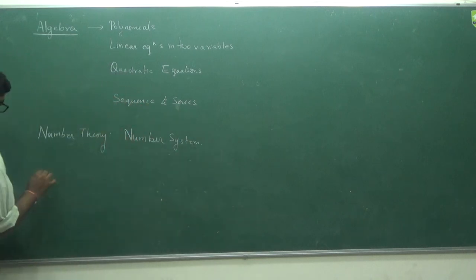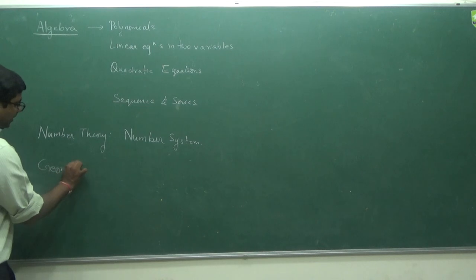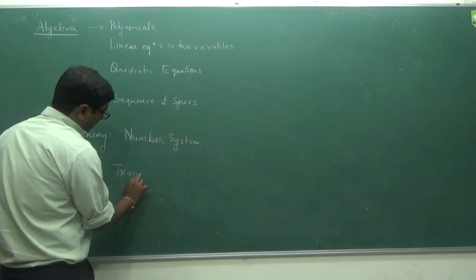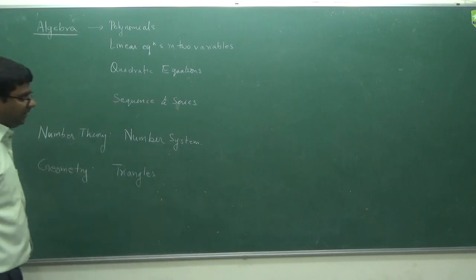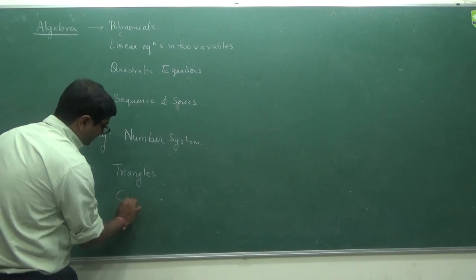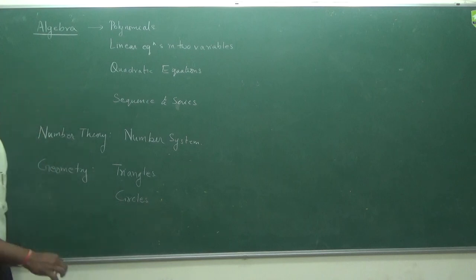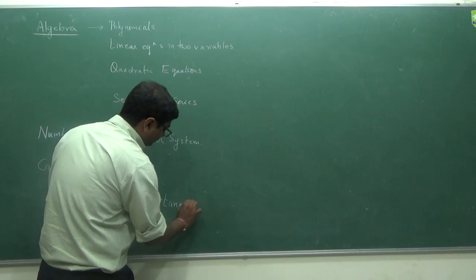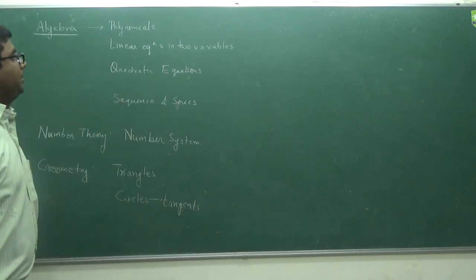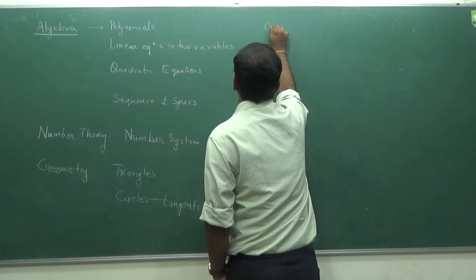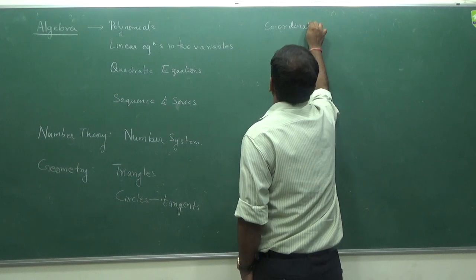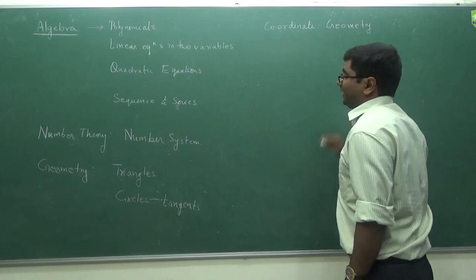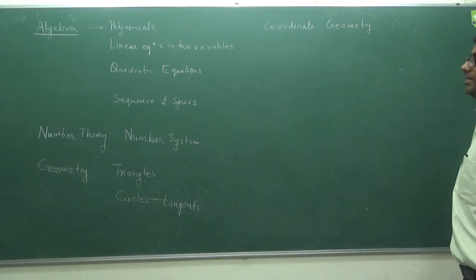Then we have geometry, and in geometry there is a very important topic which we are going to discuss, and that's triangles, where we will discuss properties of similarity and all other things. Then we have circles. You have studied a little bit of circles last time, but this time around it will be more towards tangents to the circle. Then we have coordinate geometry. We'll talk about points and section formula and all the things. Then what else do we have?